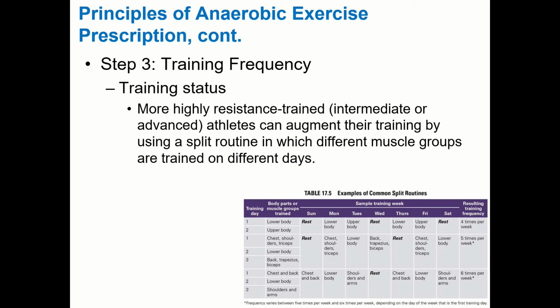So as you can see there, you can use split routines with your more advanced athletes. Your beginner athletes are going to do 1 to 2 total body sessions per week, versus your high school athletes that have been training for several years, or your collegiate athletes that have been training for a while. We're often going to do split programs with them. The most basic split programs are upper lower body splits.